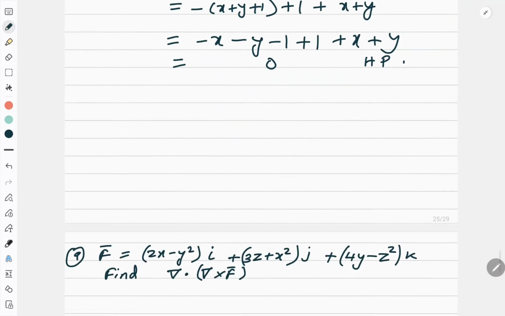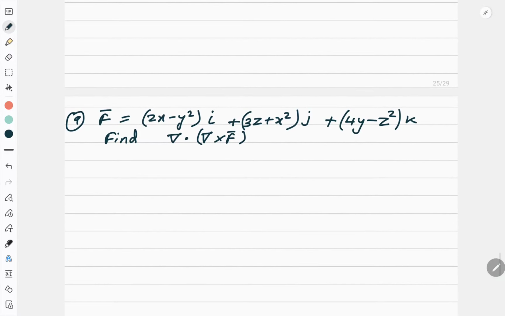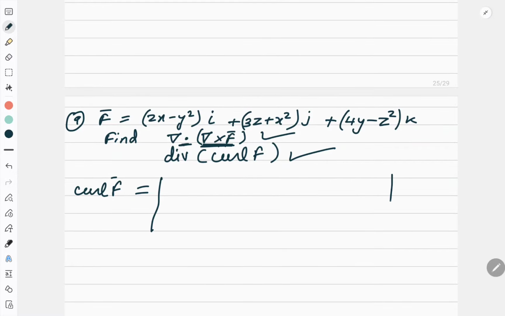Okay, let's move to the next question. Now see, F is given, and they are asking you to find del dot del cross F. The other way to ask is divergence of curl of F, because when I say this it means curl F, and when I say this it means divergence. So I can ask in the exam like this also, like this also. The first step is to find curl F. So let me do curl F first.